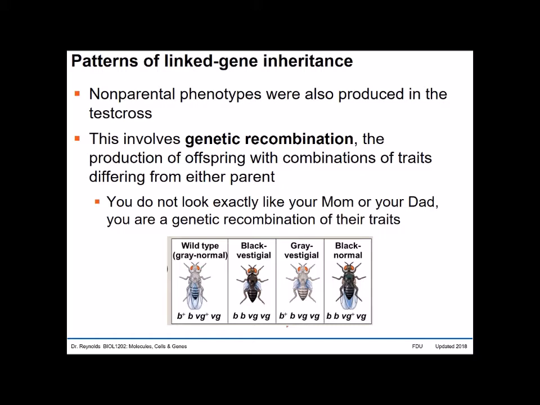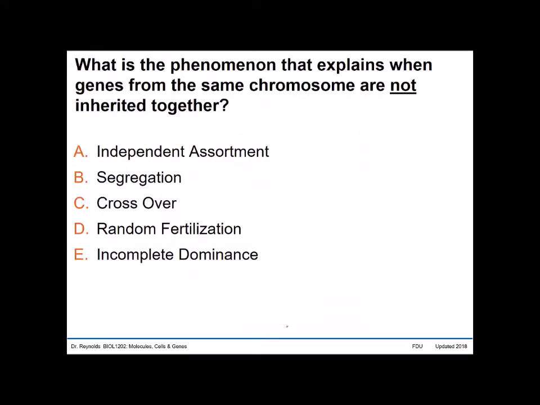In order to inherit those non-parental phenotypes, which were rarer but did in fact exist, there'd have to be some form of genetic recombination. Now this is great because this also explains why you don't look exactly like your mom or dad, right? Or even half of your mom and dad. You're kind of some recombination of those different traits, but we only know of one thing in this class that can produce this kind of genetic recombination. So please tell me, what is the phenomenon which we've already discussed that explains when genes from the same chromosome are not inherited together?